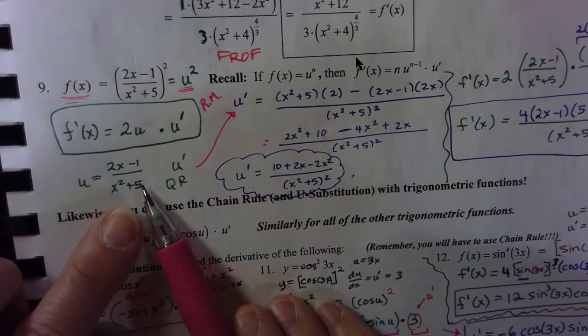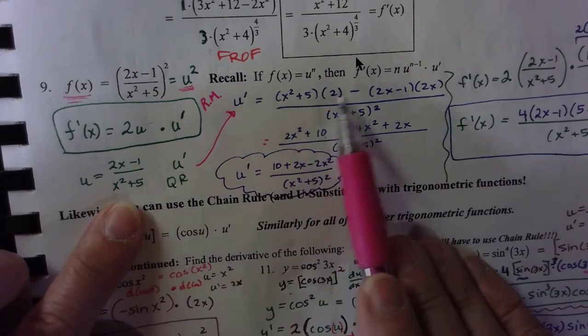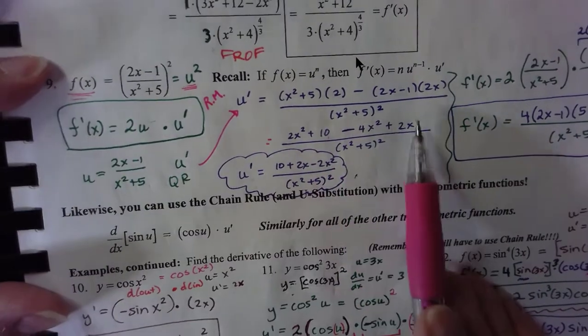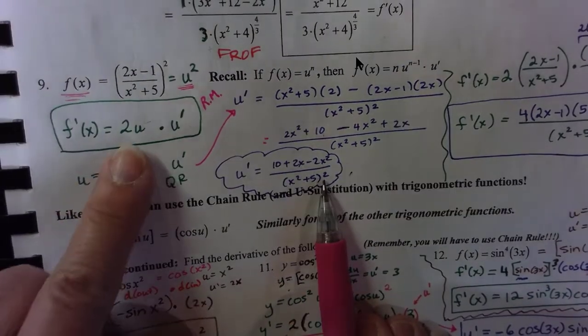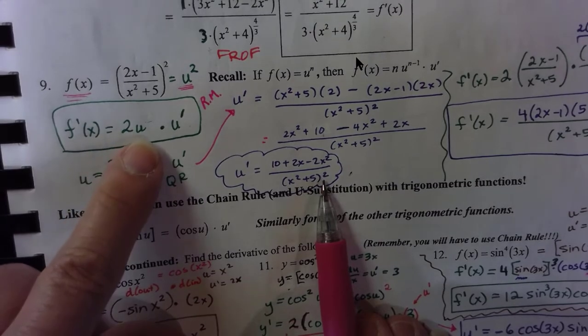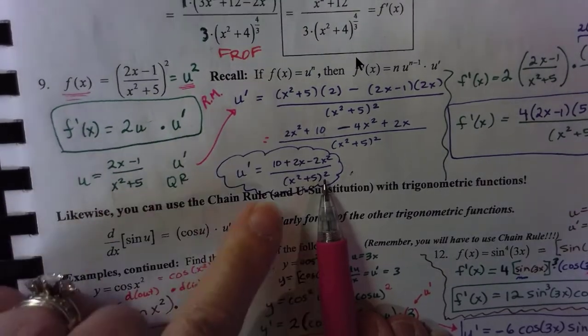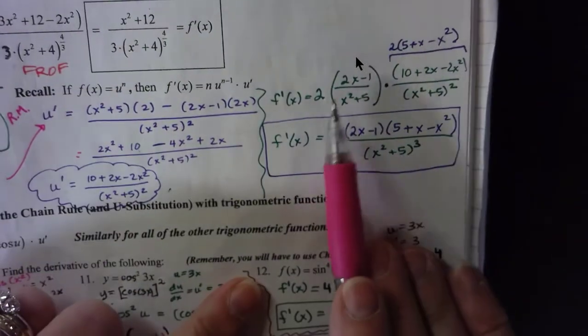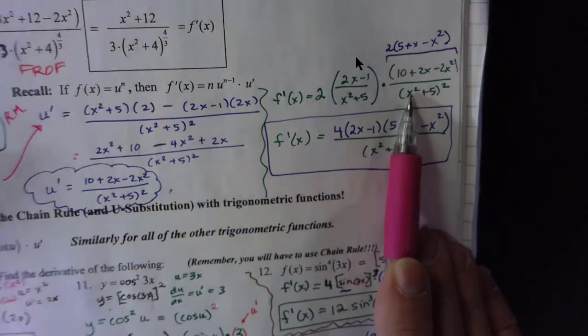Well, u prime is just a quotient rule. So low d high minus high d low over low low. Do the algebra. There's u prime. Now we're ready to go. This is our roadmap, RM, roadmap. 2 times u prime. There's my f prime of x, and clean it up.